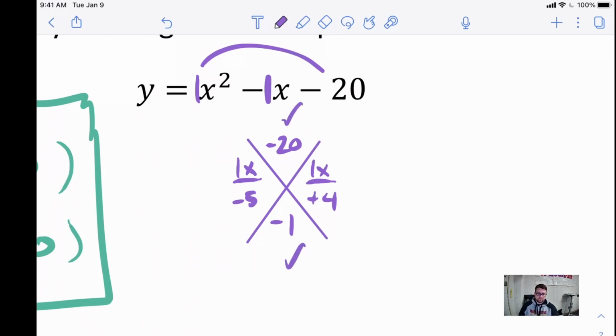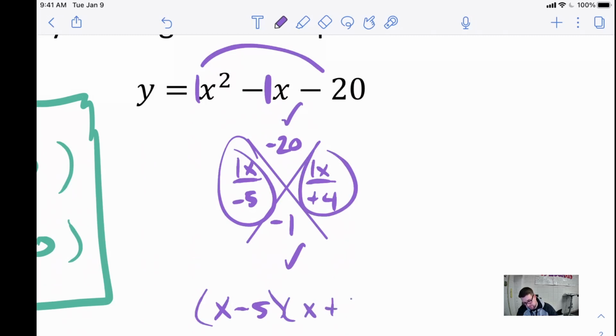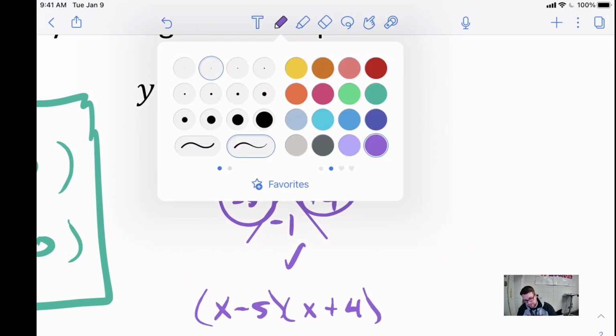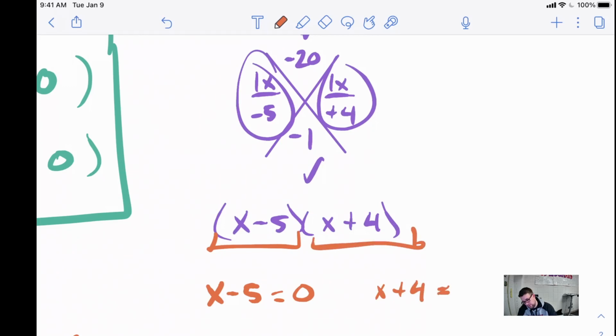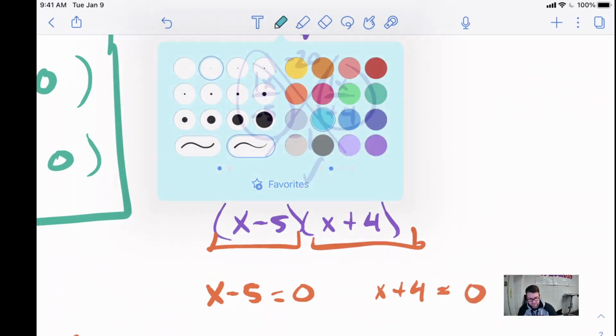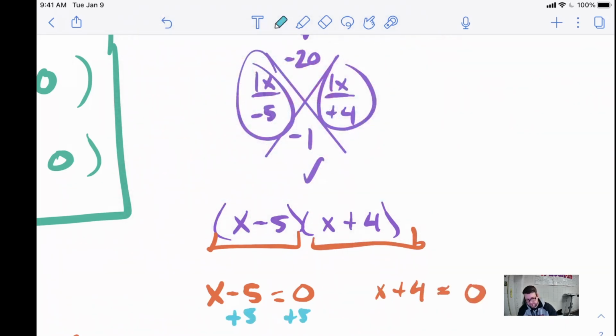Nice job. So now that means our factors are going to be x minus 5. That came from here. And x plus 4. That comes from over there. So just like we did before, we're going to take these and set them equal to 0. So x minus 5 equals 0. That was this one. Now this one. x plus 4 equals 0. Let's solve. Add 5. Add 5. x equals 5. Minus 4. Minus 4. x equals -4.